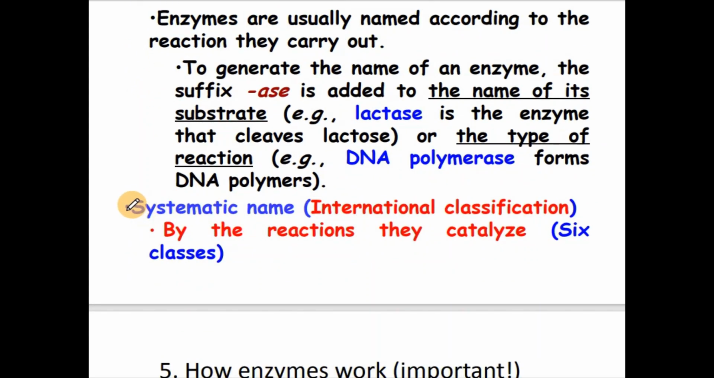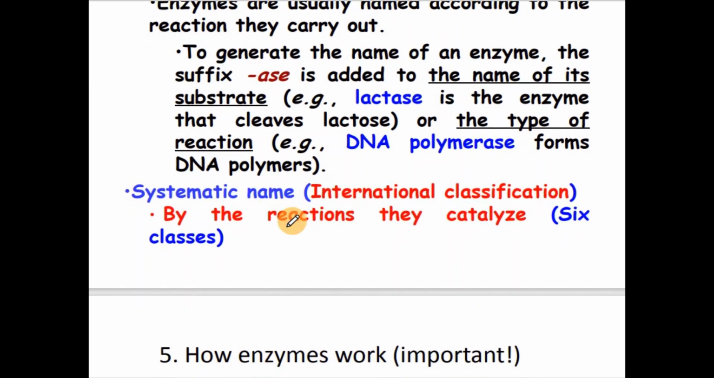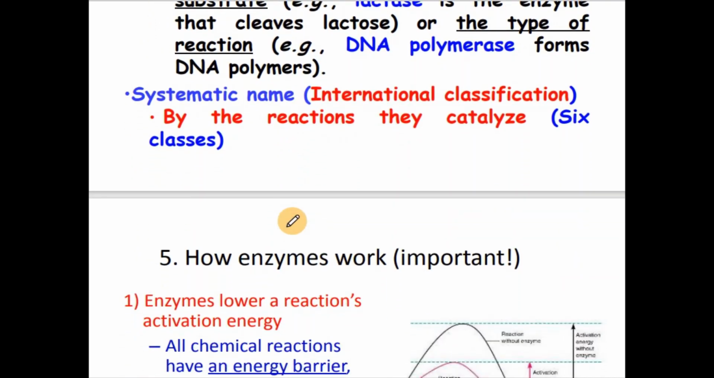You can also name enzymes based on their systematic name. Enzymes can be given a systematic name, and they have six main classes, which we didn't talk about in this slide, but we are going to mention them. We have six main classes of enzymes, and all the enzymes in this world are classed under these six.